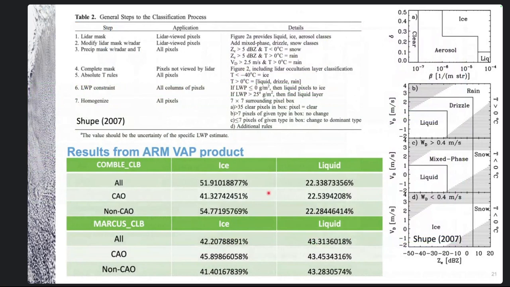Another algorithm is from the atmospheric research measurements. The evaluated product results show that both COMBLE and MARCUS, especially COMBLE, have more ice compared to liquid. But for MARCUS, the numbers are still not so different; we don't see huge differences here.